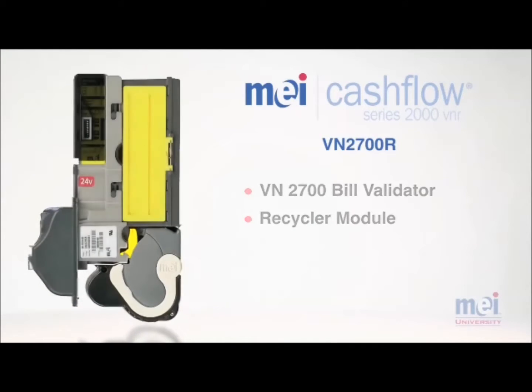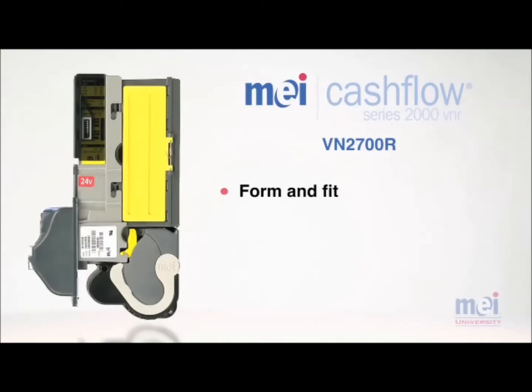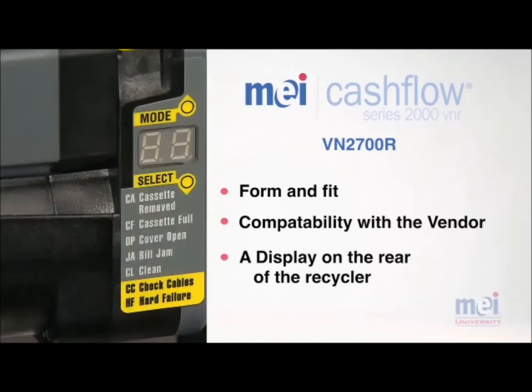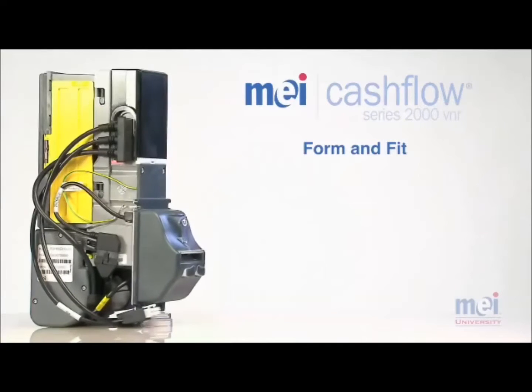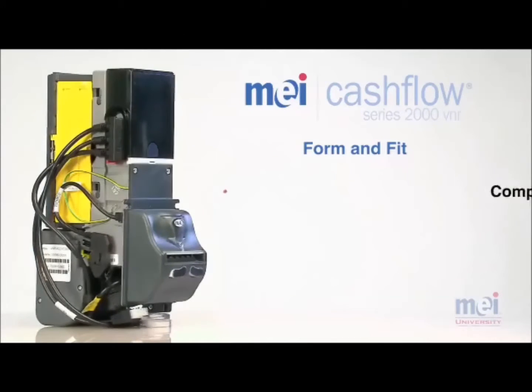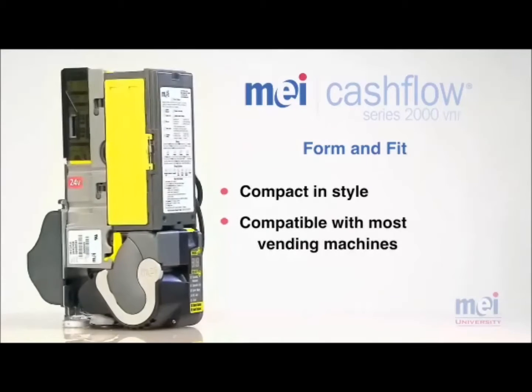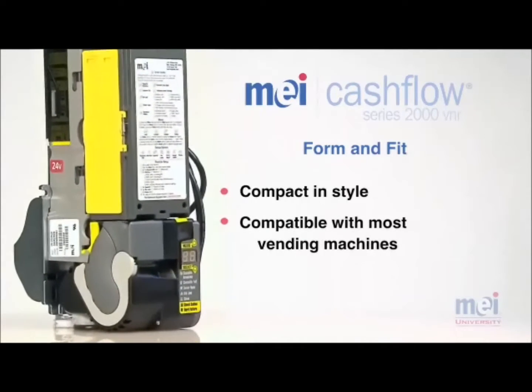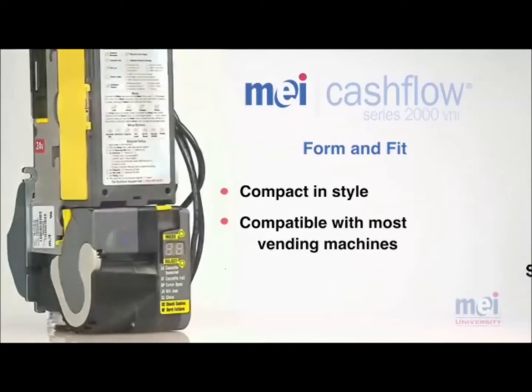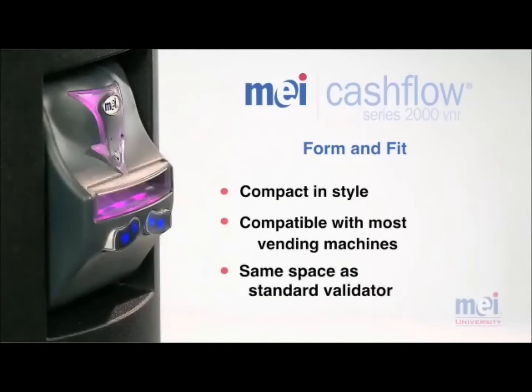The differences are: 1. Form and fit, 2. Compatibility with the vendor, and 3. A display on the rear of the recycler. Form and fit. The unit is compact in style, will fit in most older and current vending machine models, which must utilize the MDB interface only, and takes about the same amount of space as a standard bill validator.